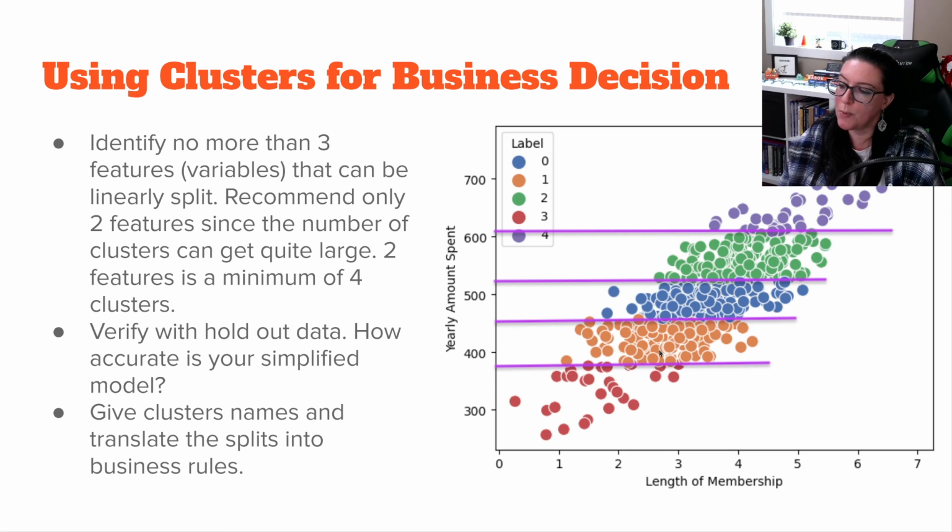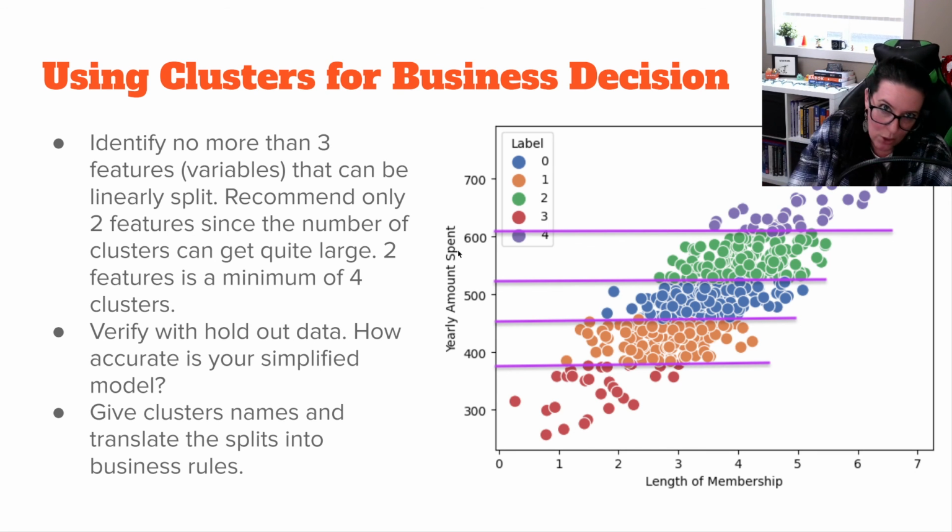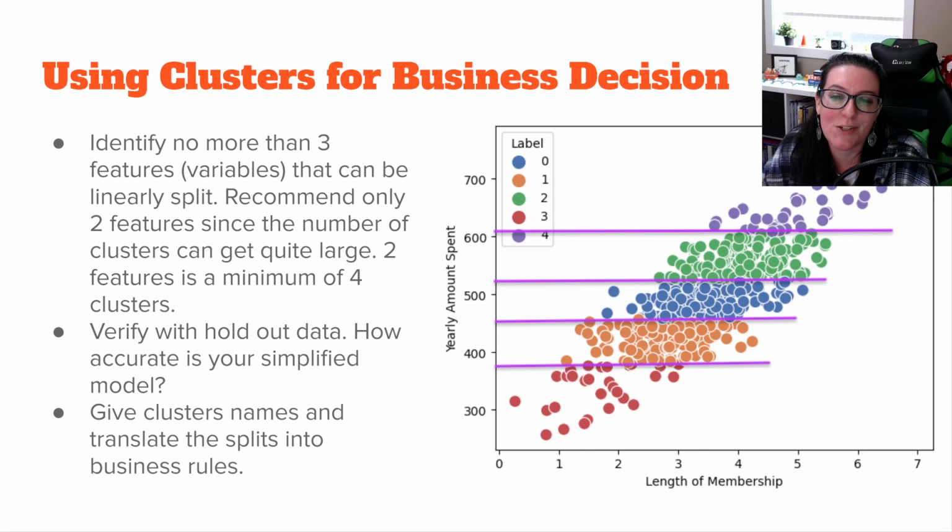And that business rule would say they belong to this group if the yearly amount spent is below 390. They belong to this group between 390 and that 460. And so then we can identify individuals or events based here just on yearly amount spent. And so then we can use that to put them into their cohort, into their cluster, and then we can make decisions based on them.